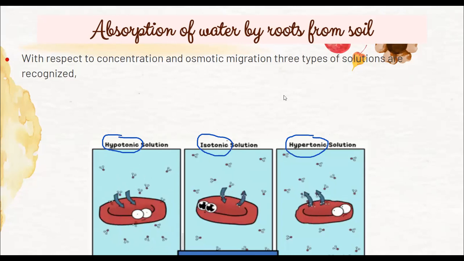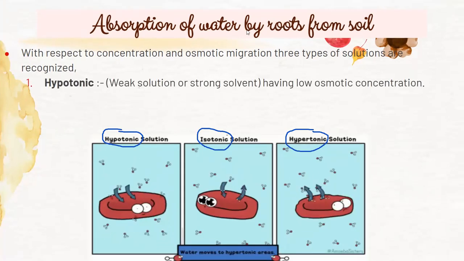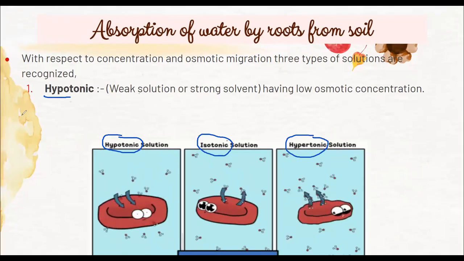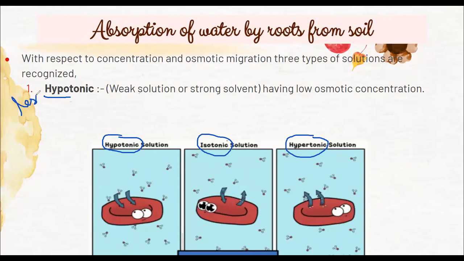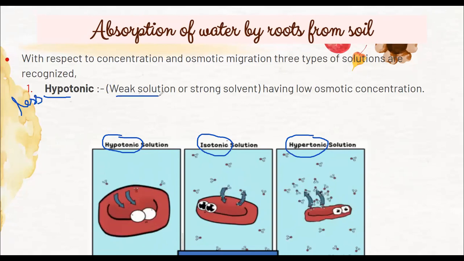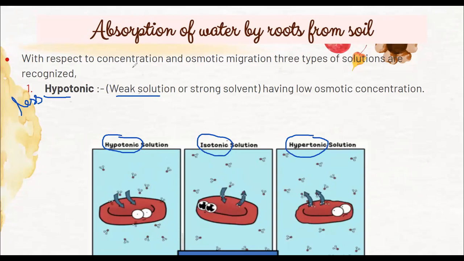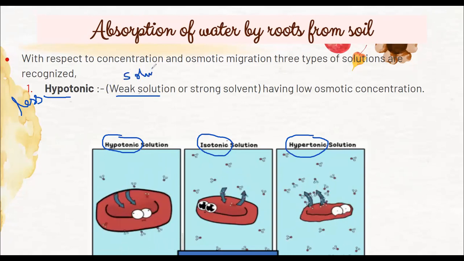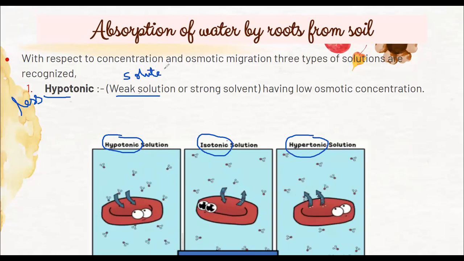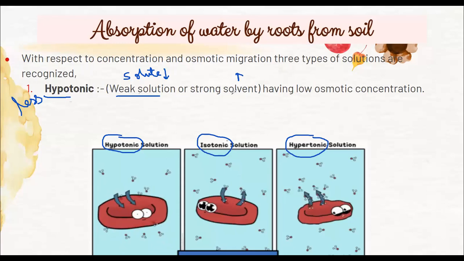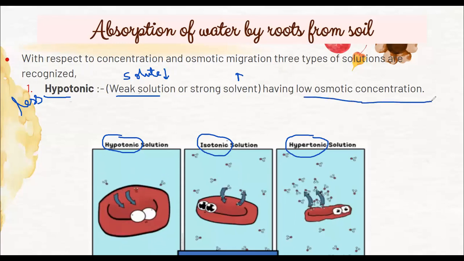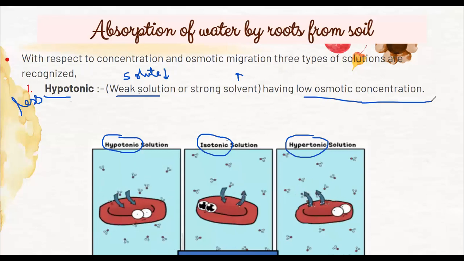Okay, let's begin. Hypotonic means what? Hypo stands for less. Hypo stands for less in simple terms. Or you can just say weak solution. That is, the solute is less and solvent is more. Solute is less and solvent is more. That is why it is written as weak solution, strong solvent, having low osmotic concentration.